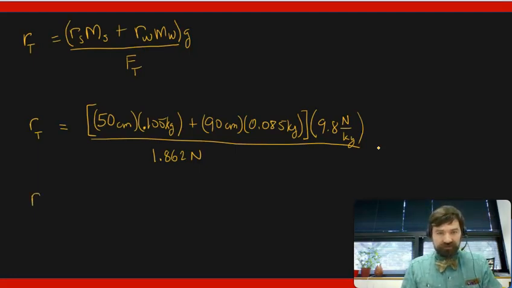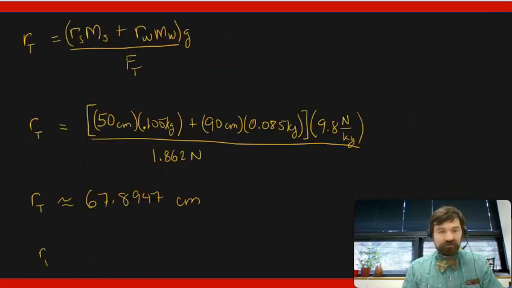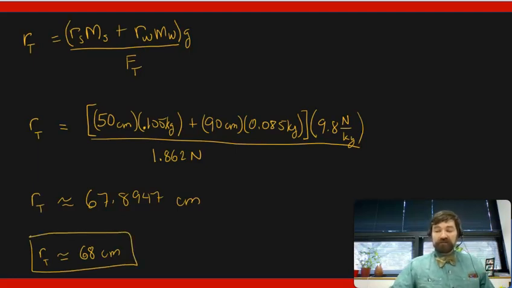Plug everything into the calculator, and what do we get? We get that the location of this string should be 67.8947 centimeters from the end that we designated as the axis of rotation, or if we round to the two significant figures that this thing warrants, about 68 centimeters from the end. So that is a reasonably straightforward example because you've been given all of the forces but one, and all the locations but the same force's location, and you've been told where the axis of rotation is.